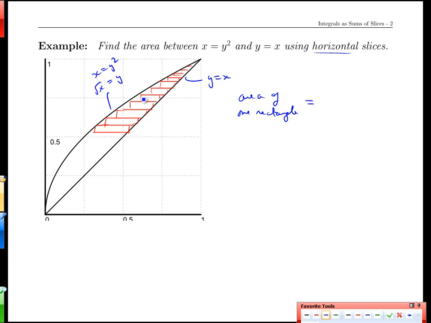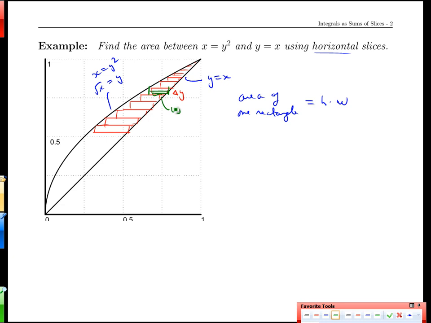So if you look at one rectangle, it's going to have two dimensions, a height and a width. And those two dimensions are going to be made up of delta y for the height. Each of these slices will have the same height, delta y. And then the width is going to be this distance here. Let's make that a little more clear. That's going to be our width.